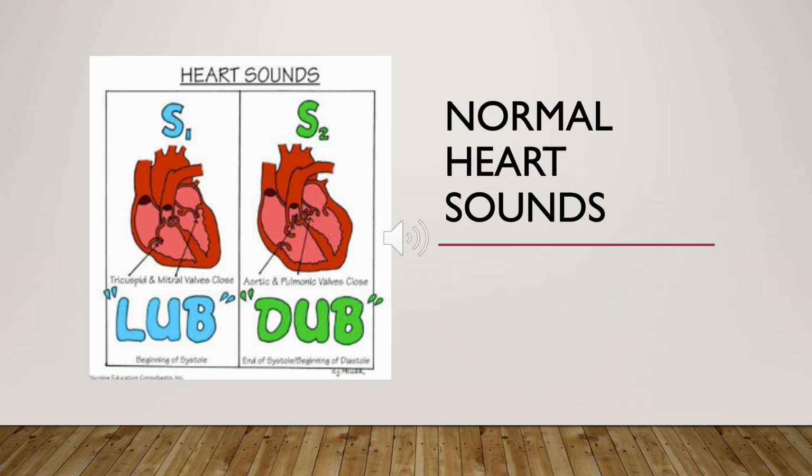The normal heart sounds are S1 and S2, the lub-dub. So S1 indicates that the tricuspid and mitral valves are closing, and it is the beginning of systole. So that's S1. S2 is the dub, and it is the end of systole or the beginning of diastole. So just remember, the dub is for diastole, and it indicates when the aortic and pulmonic valves are closing.